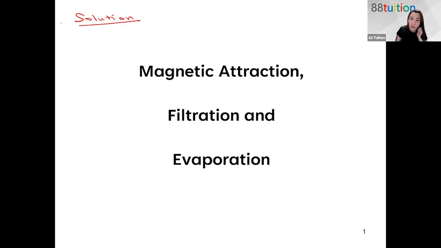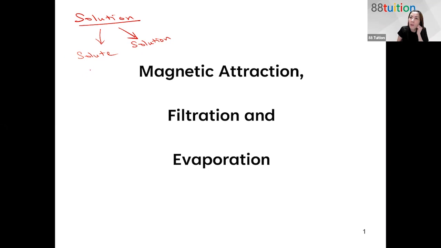Okay, and then we started off with, I think, Jude, you will be familiar with this. A solution is actually made out of two parts, right? They are known as the solute and solution. So this is way before magnetic attraction, filtration, and evaporation. So, quick recap.